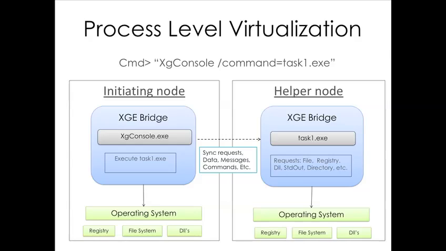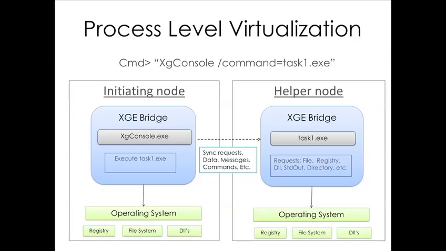I think that the most important thing of process level virtualization is the on-demand virtualization. We are not virtualizing anything in advance. We just execute the process. Our virtualized environment surrounds this process. And every time this process requires something from the initiating machine, it virtualizes this information on demand.